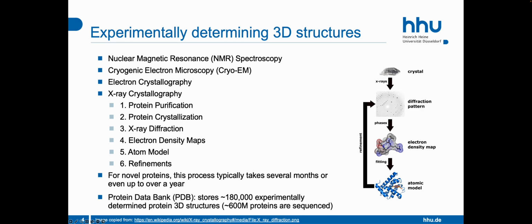Currently, it stores a little bit over 180,000 protein structures. And if we compare this to the number of sequenced proteins, which is over 600 million, we see that we only have experimentally determined 3D structures for a very small fraction of all sequenced proteins.